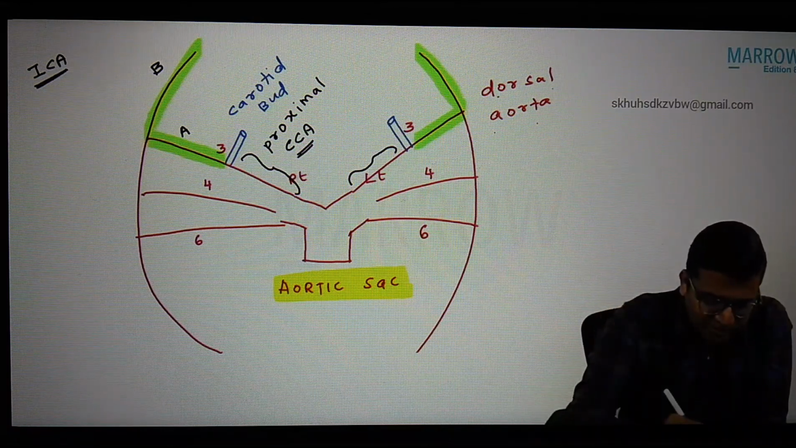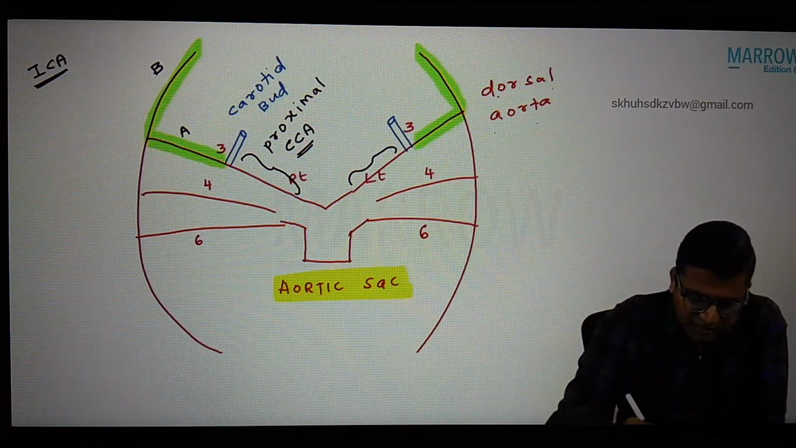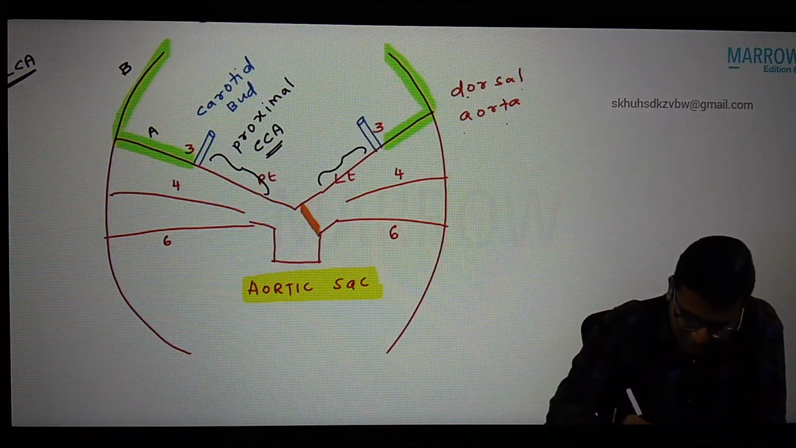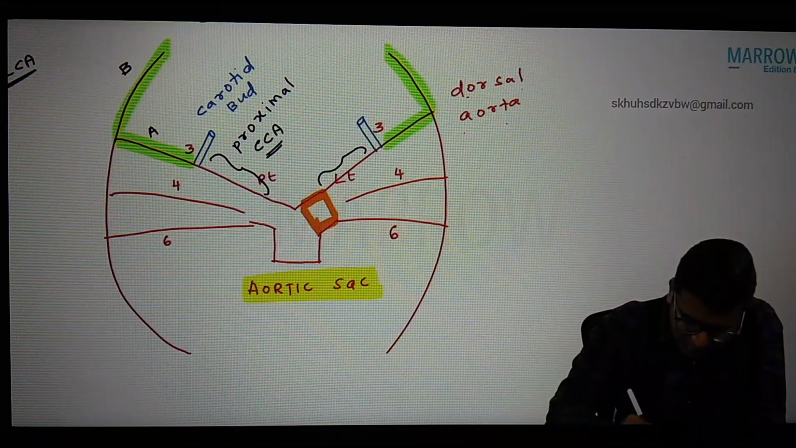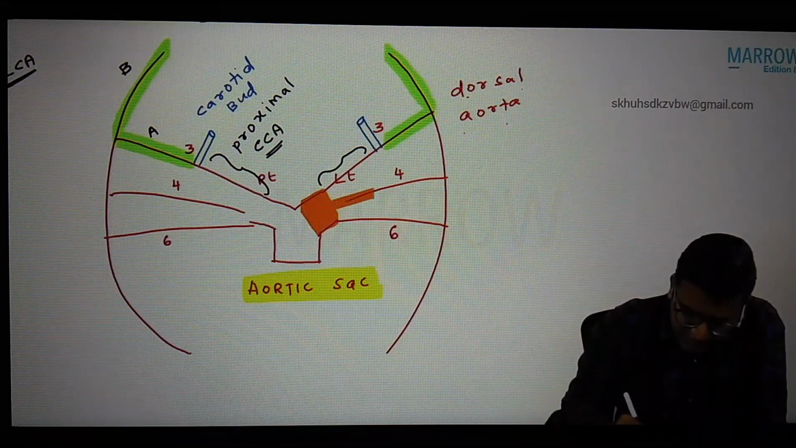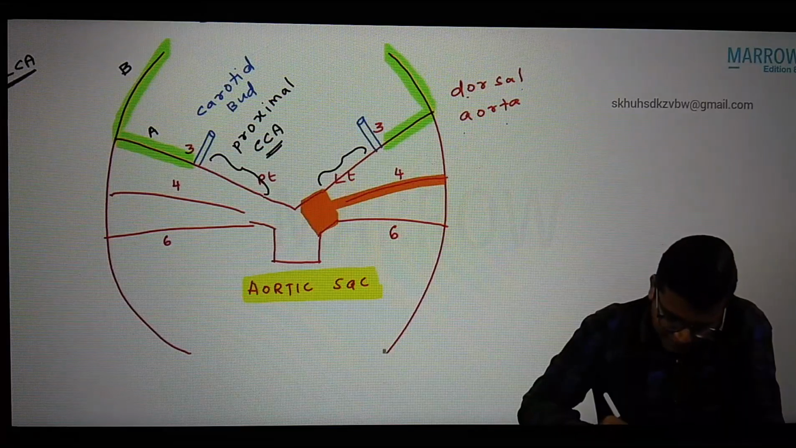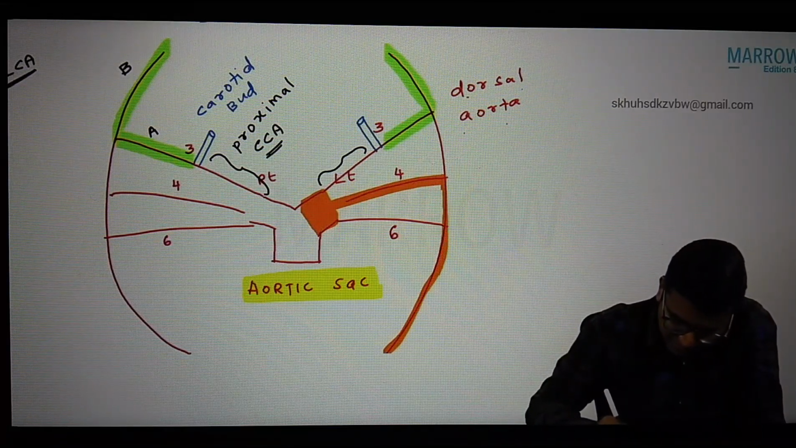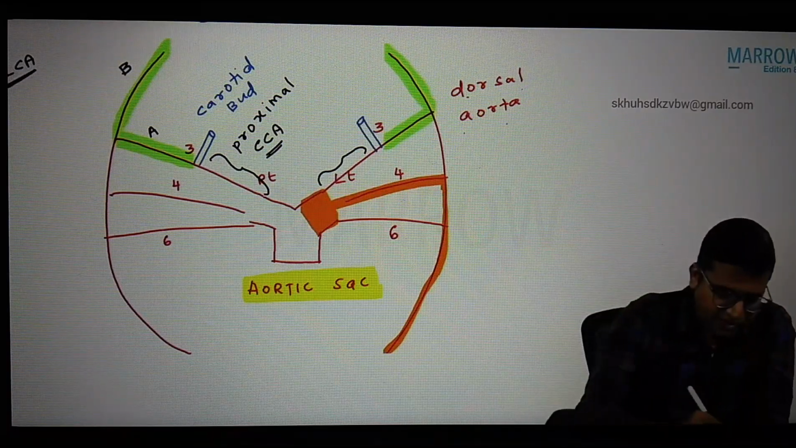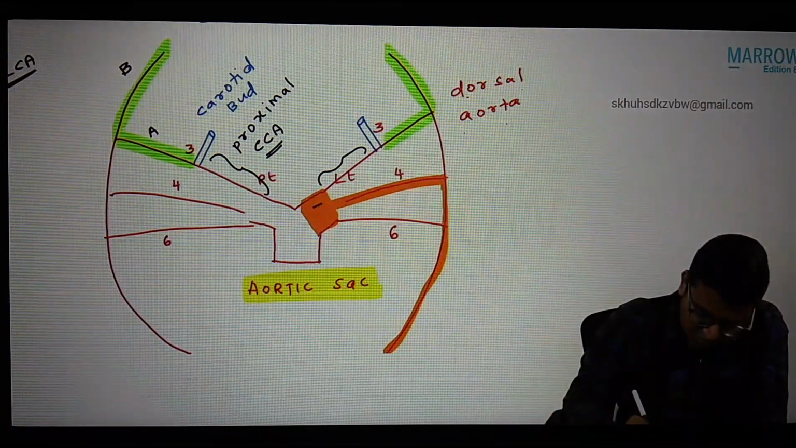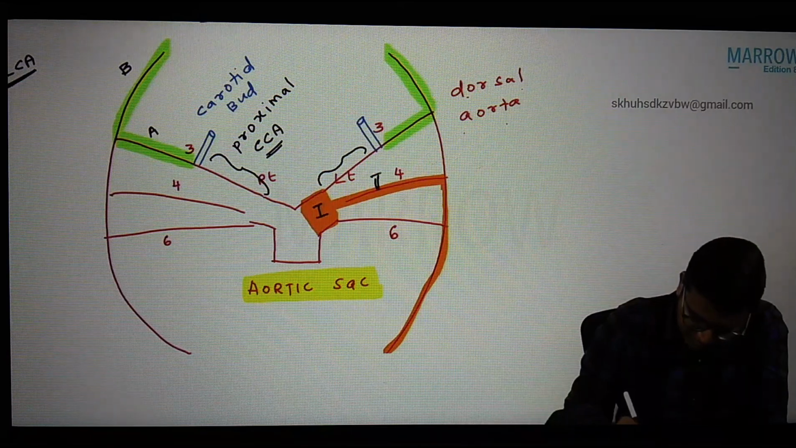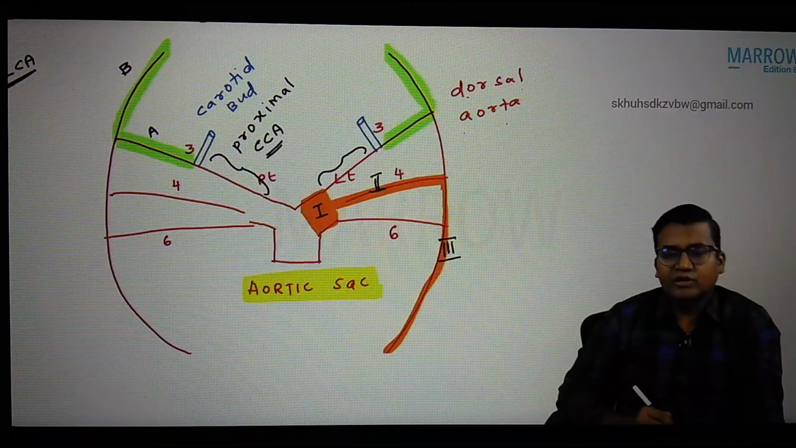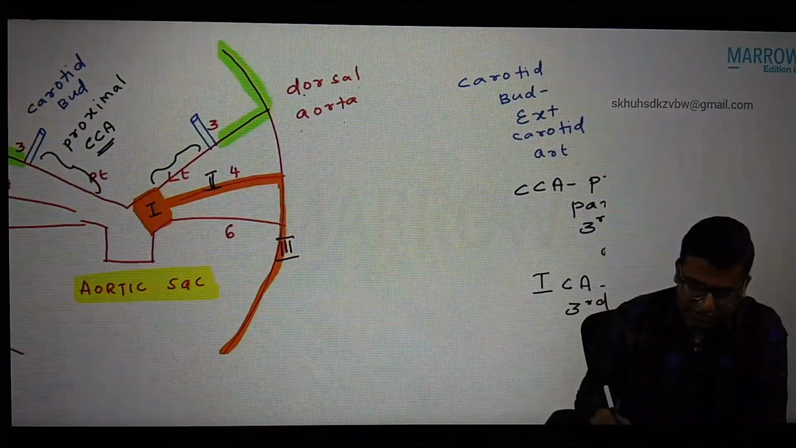Clear? Now next one, we're going to start the discussion about the arch of aorta. Now see here, the arch of aorta is derived from this number 1, this number 2 and this number 3. These three sources help in the formation of arch of aorta. Again I am going to mark this as Roman numeral 1, 2 and 3. Now these three will form the arch of aorta.